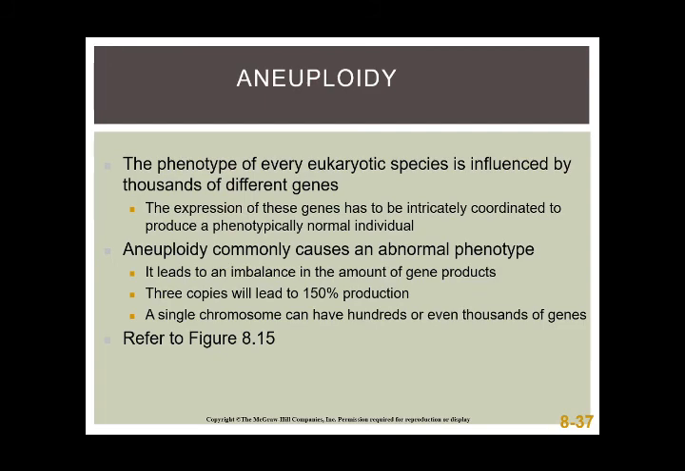Aneuploidy. The phenotype of every eukaryotic species is influenced by thousands of different genes. The expression of these genes has to be intricately coordinated to produce a phenotypically normal individual. Aneuploidy commonly causes an abnormal phenotype. It will lead to an imbalance in the amount of gene products. For example, if you have 3 copies, 3 copies will lead to 150% production. A single chromosome can have hundreds or even thousands of genes.